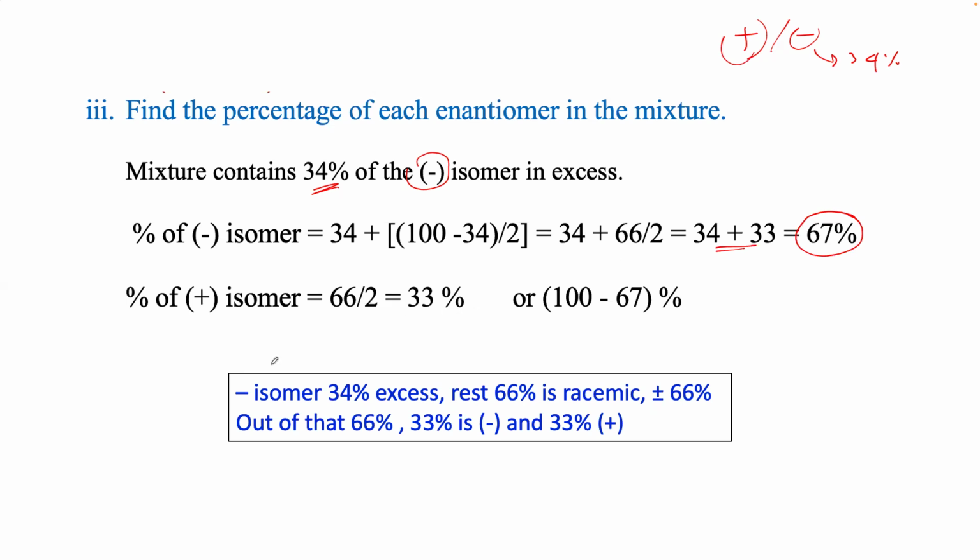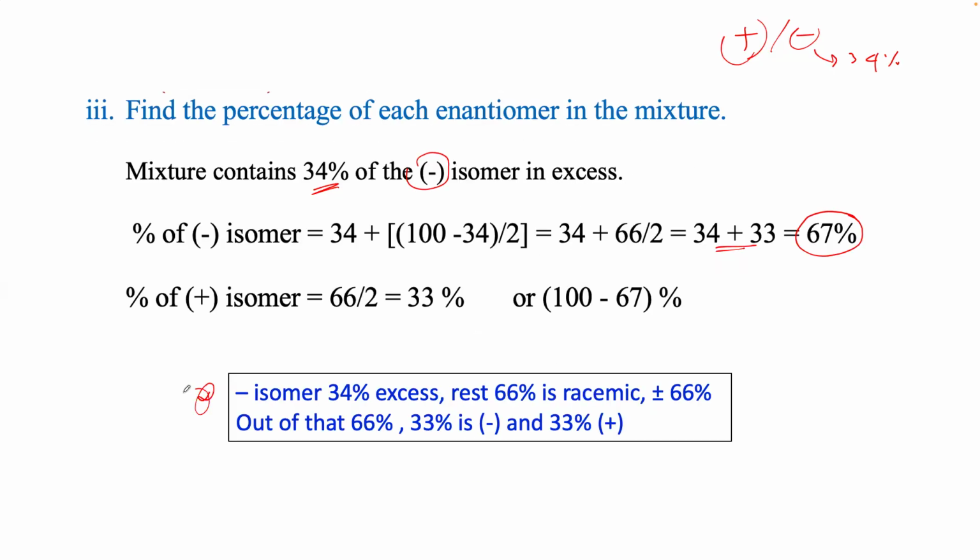So here is the explanation: from the calculation we found that the negative isomer is in 34% excess. So when you have the negative in excess, that's the only isomer seen by the polarimeter. Oh, that's the only thing causing that rotation of 5.1?